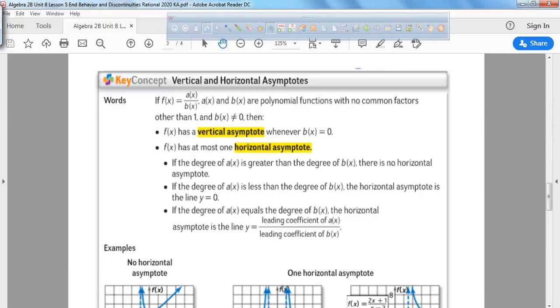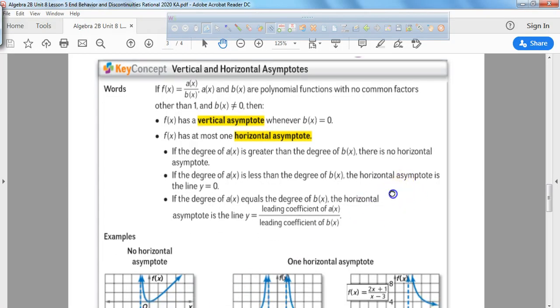So if we take a look over here, we're going to talk about some rules. Okay, so here's some rules, some key concepts, and we're going to use this paper right here to go over those rules. So make sure you have your journal. It says, when you have a function of a of x over b of x, and a of x and b of x are polynomial functions with no common factor, so nothing's been canceled out other than 1, and b of x cannot equal 0, all right? Basically, like it can't be the number 0.